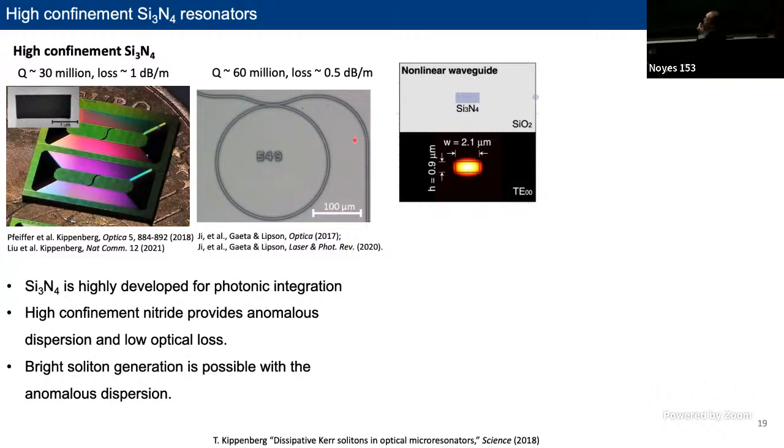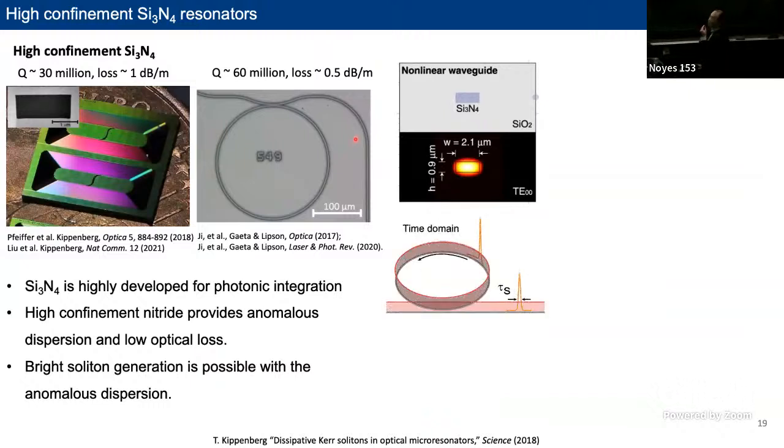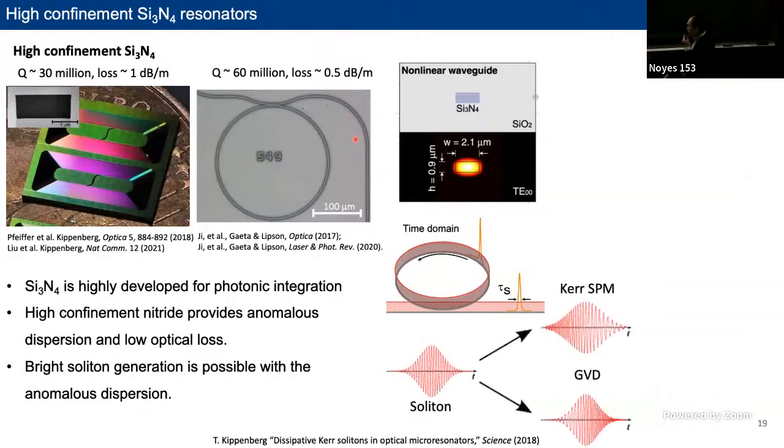So one important advantage of this device is its dispersion. Why is dispersion so important? Because there is an exotic kind of optical frequency comb called the optical soliton frequency comb, which can be generated with the anomalous dispersion. So let's start with, what is the optical soliton frequency comb?